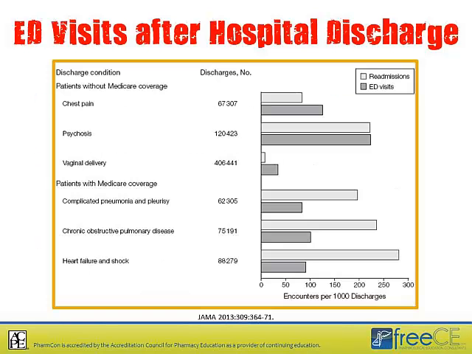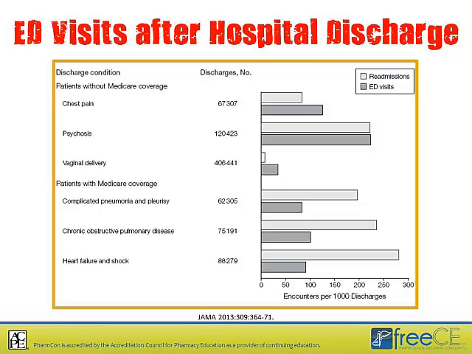And just to orient you to the graphic that I have up here for you, they have the discharge condition on the left-hand column, and then they have the discharge condition broken down by patients without Medicare coverage and patients with Medicare coverage. And I think the reason that they broke it down this way is we're really talking about two different populations. It's important to understand which disease states are probably associated with the two populations. And then on the right-hand side of the graphic they have the number of discharges and the encounters per 1,000 discharges. And the bar graphs represent the readmissions and the emergency department visits. The readmissions are in the lighter gray bar, with the emergency department visits in the darker gray bar.